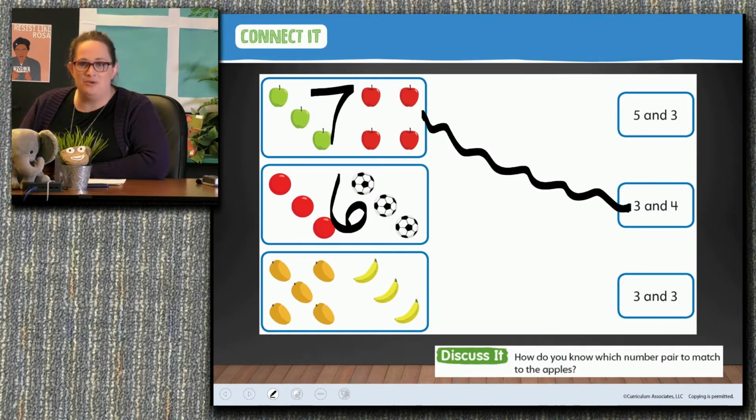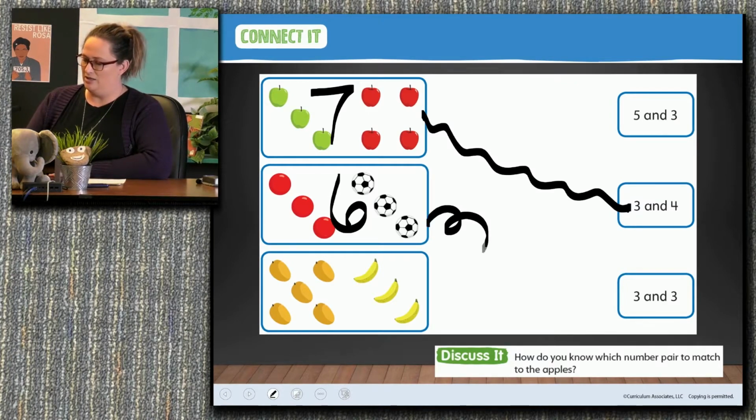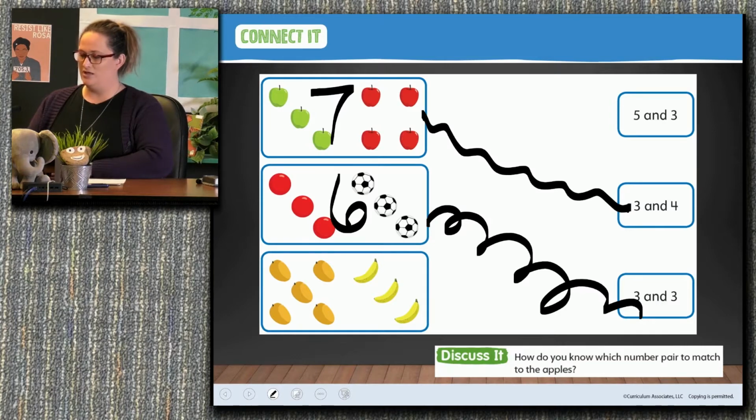Should we match it up? Here we go. This time I'm going to do a wiggly line. Woo! Okay. Now let's look at the last picture. What do you see? 5 and 3. 5 and 3 makes 8. 5, 6, 7, 8. 5 and 3 makes 8.